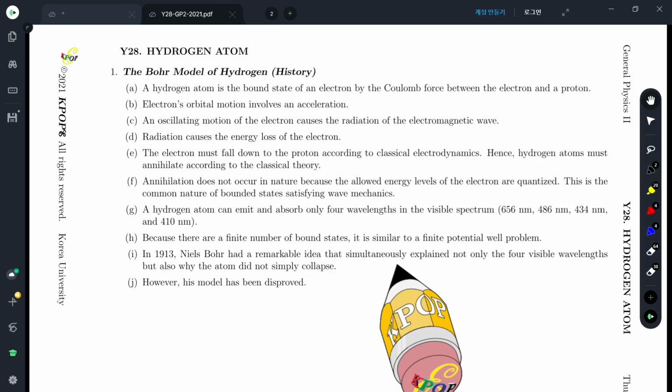Now we have reached the point to consider a much more complicated bound state, that is the hydrogen atom. The hydrogen atom consists of the nucleus, that is a single proton, and an electron. The fundamental interaction that makes the bound state exist is the Coulomb force. The proton has the elementary charge in a positive sense, and the electron in a hydrogen atom has the elementary charge in a negative sense. Therefore, the two particles attract each other.